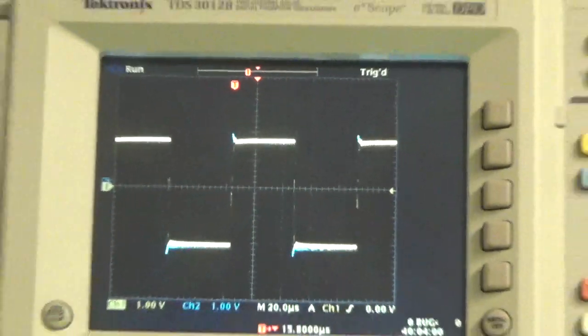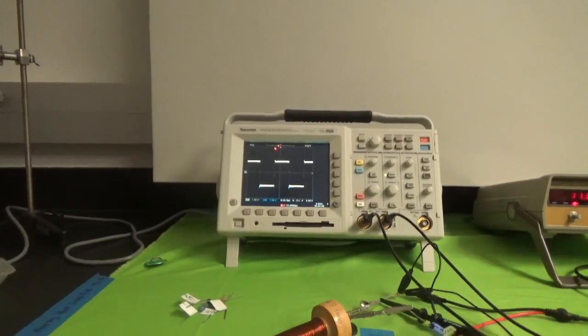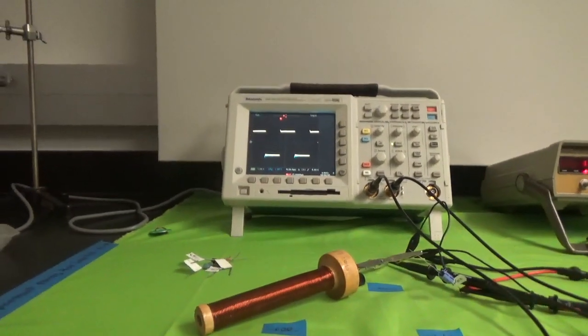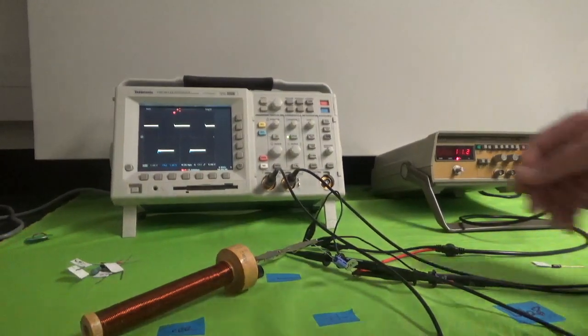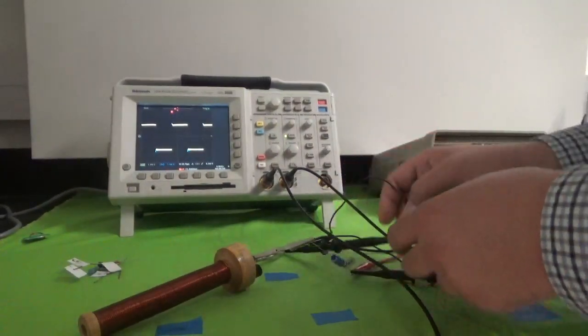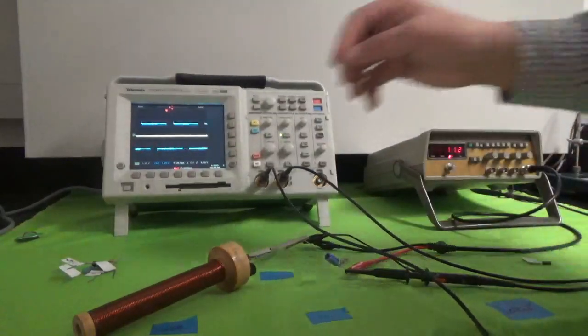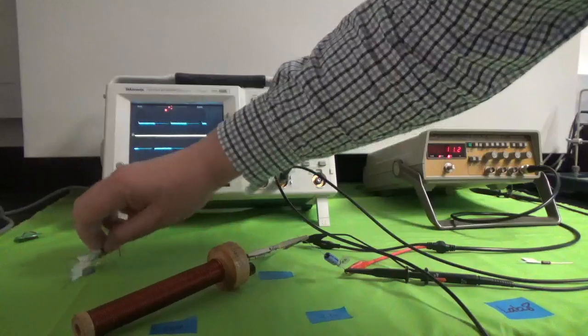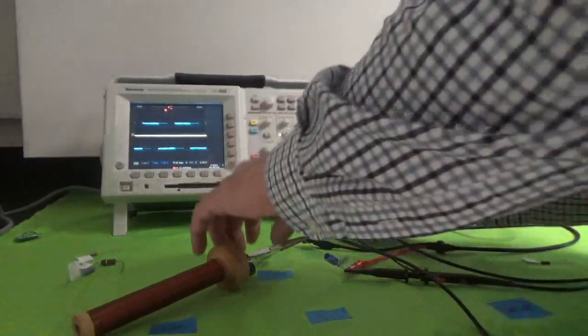Now I will zoom out again and try to have the same resistance, which is the 1 mega. So where is the 1 mega? This is the 1 mega ohm. So I will have it again.